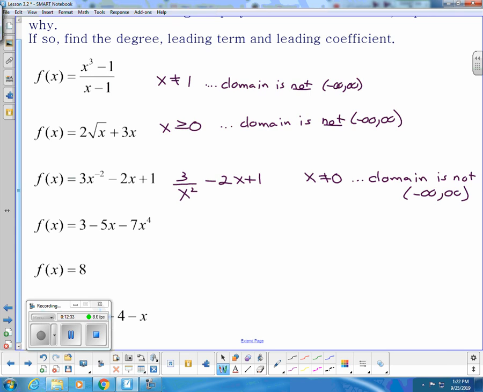Does that look good? Okay, so what's the degree? Degree is 4. And the leading coefficient is negative 7. So you need to be able to pick those. So what is the constant? 3. And so that is the y-intercept. Okay, so those are the things you're going to think about.